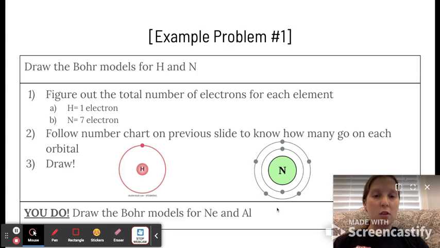And then the second circle can hold up to 8. Well, it only has 7. We used 2, so we have 5 left. So you put 5 on the second circle. Now, I want you to try for neon and aluminum. So pause the video and try those.